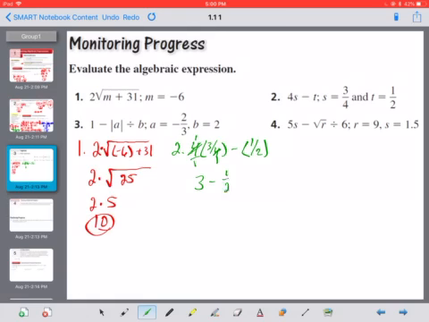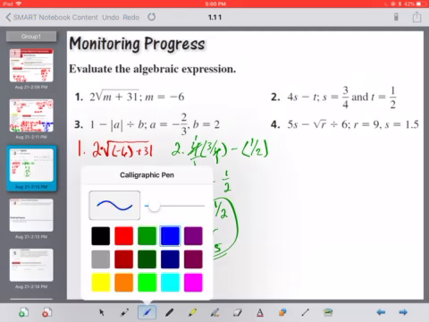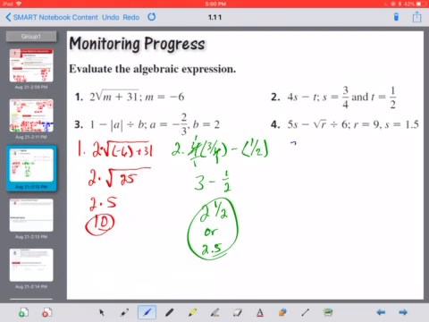So 3 minus 1/2. Well, if I take a half away, I'm going to be less than 3, but I didn't go all the way down to 2, so I'm going to be 2 and 1/2. Or you might have 2.5. Those answers would work just wonderful. Okay. Change colors for number 3 here.